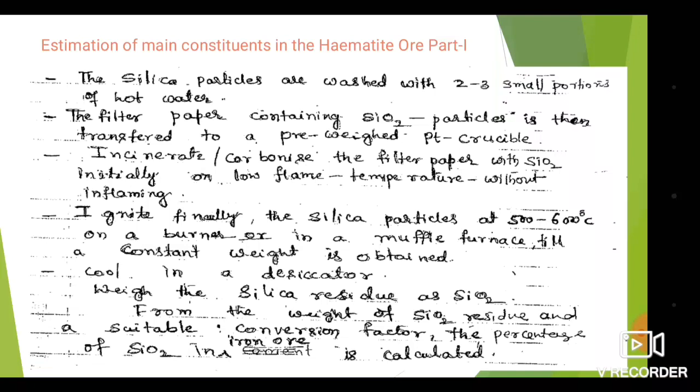So this is about the estimation of moisture, and the fusion method, which is used for the dissolution of the ore, and how we calculate the SiO2 present in the given hematite ore. This is the first part of the analysis of hematite ore.